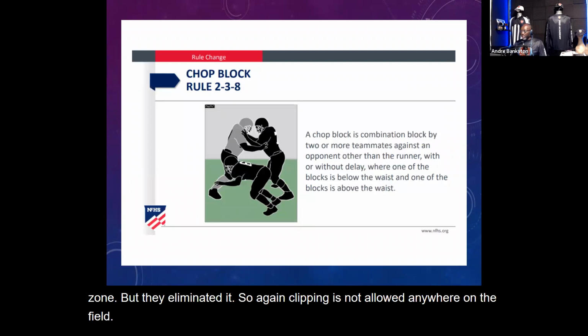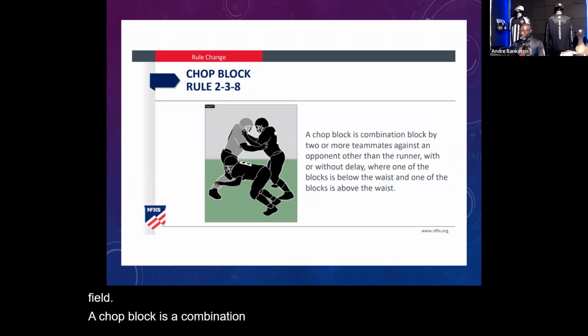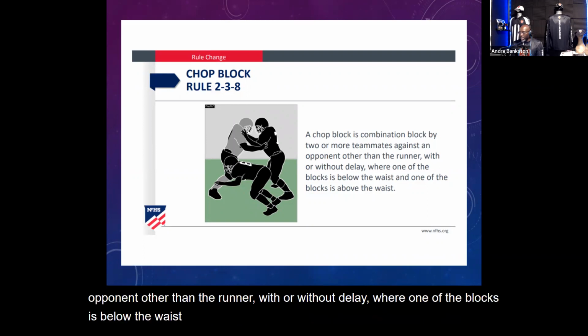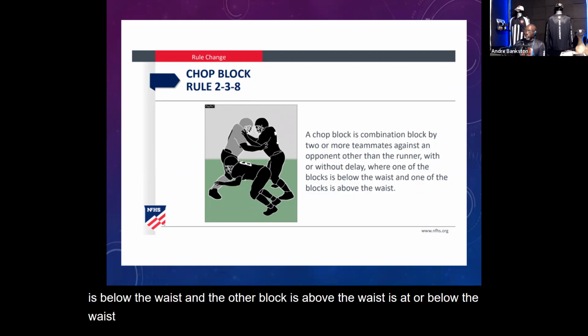A chop block is a combination block by two or more teammates against an opponent other than the runner, with or without delay, where one of the blocks is below the waist and the other block is above the waist. It's at or below the waist. So this is what we call a chop block, and this is also illegal.